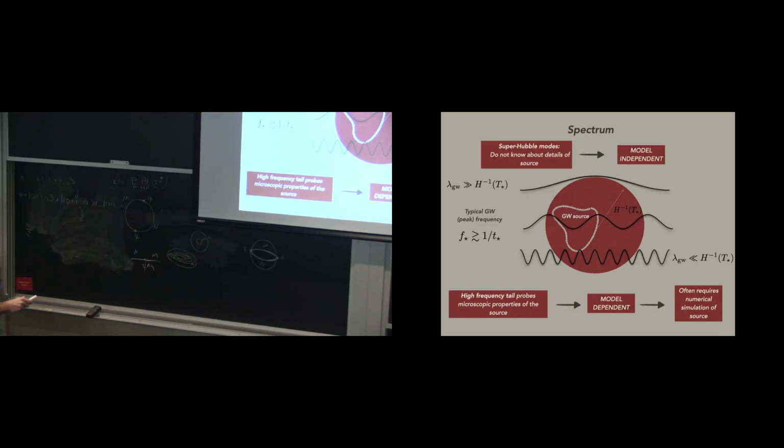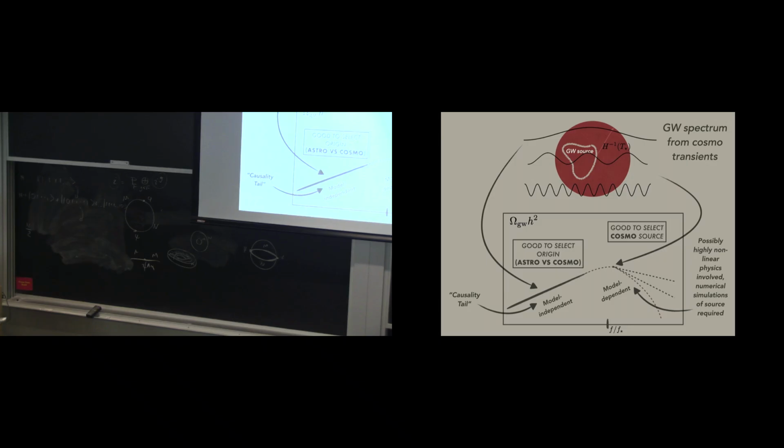There are also modes for which one can make some more model-independent statement. These are modes that are super Hubble at the time when the source is active. Those modes cannot be too excited because of causality, and the slope in this low frequency tail, in fact, will also be model-independent. It's just set by causality. Of course, many of you know already the answer to this, but there is an interesting twist which I will be talking about.